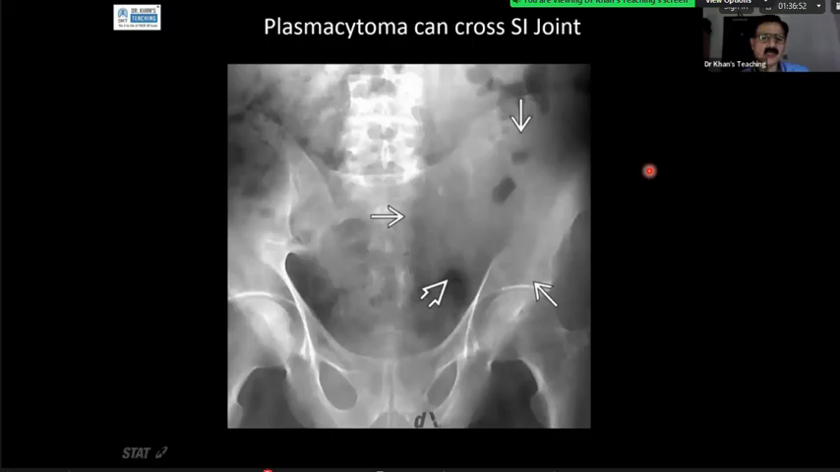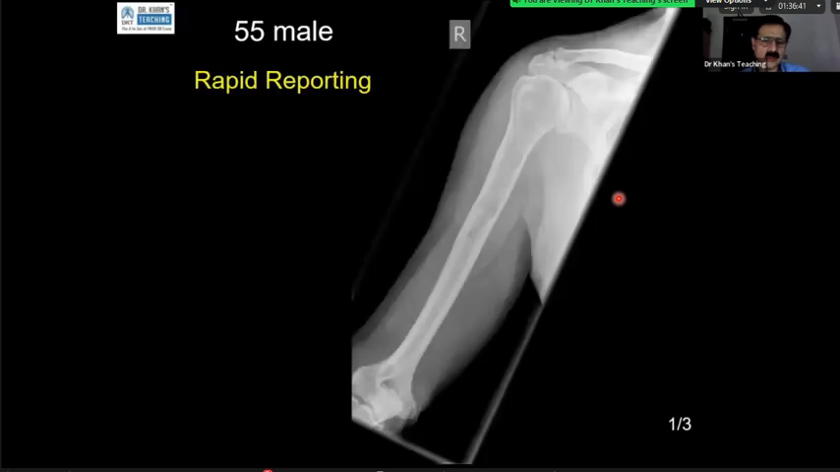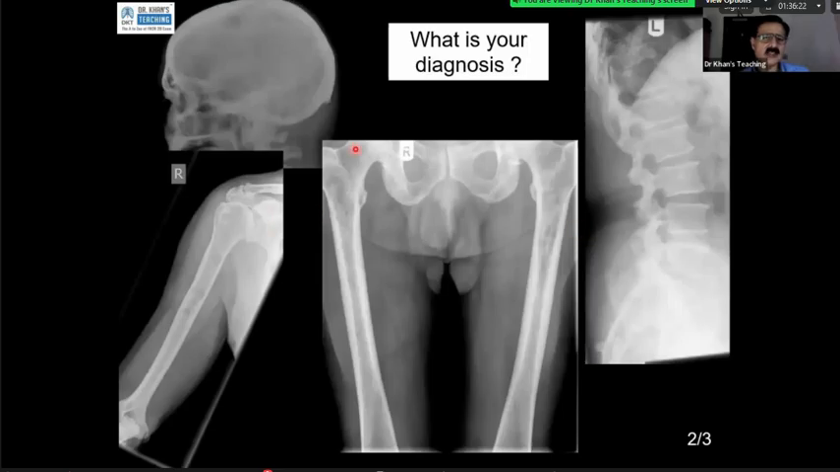Now, plasmacytomas can sometimes cross the SI joints, and this point I want to highlight. They can simply cross from the iliac side to the sacrum. This is just a few films for rapid reporting. This one is easy, isn't it? Where are the lesions? The lesion seen in the diaphysis of the humerus bone. So these are the lesions, and now there is lesion here, there are lesions here, there are lesions here, and maybe some collapsed vertebrae.